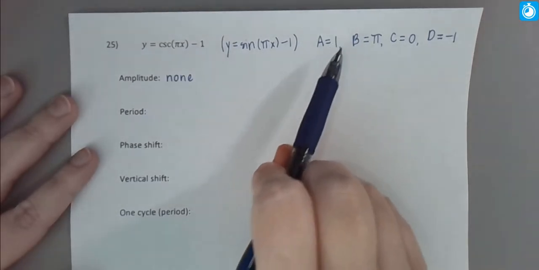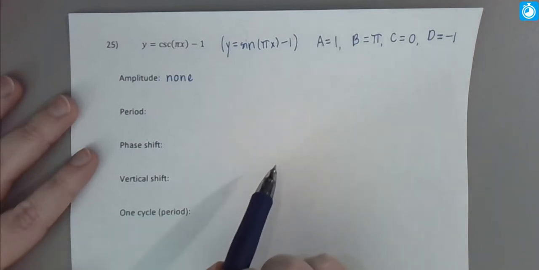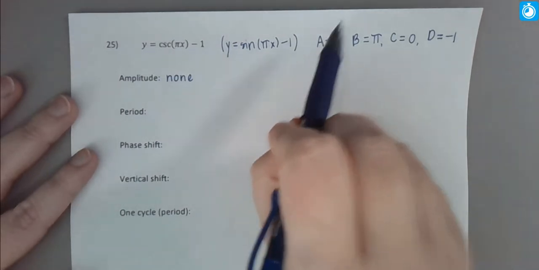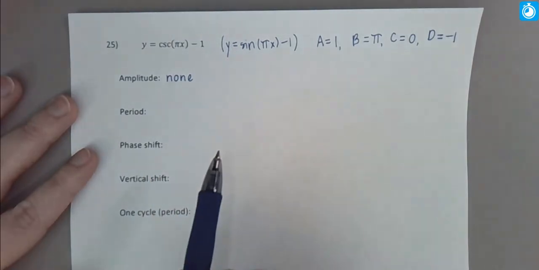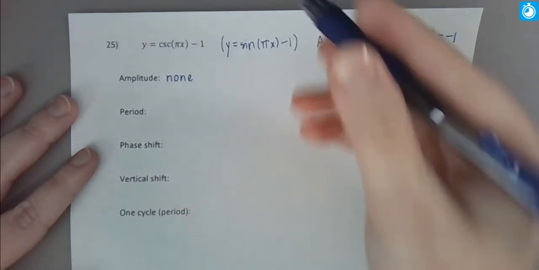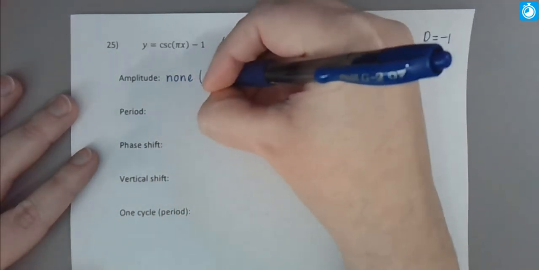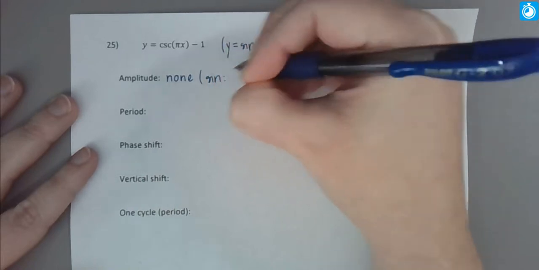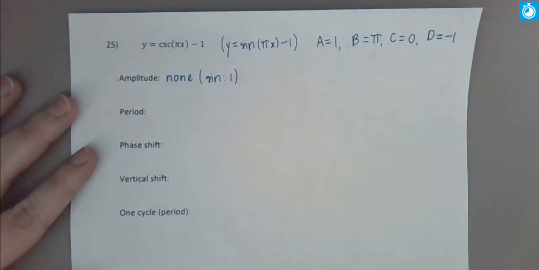Now, what does this 1 actually mean, though? It's got to mean something in terms of what the graph is going to look like. We can think of it in terms of the amplitude for the associated sine graph. So I'm going to make a note to the side. The sine graph does have an amplitude of 1. And we're going to interpret that essentially the way we interpreted the amplitude for the cosine graph.